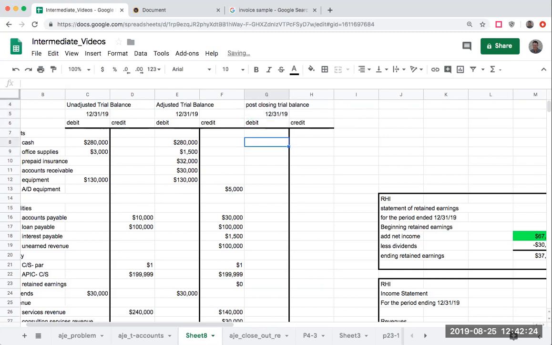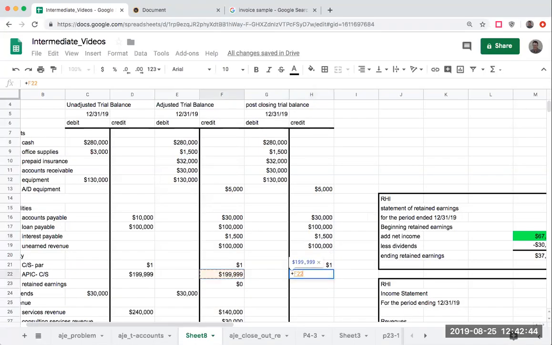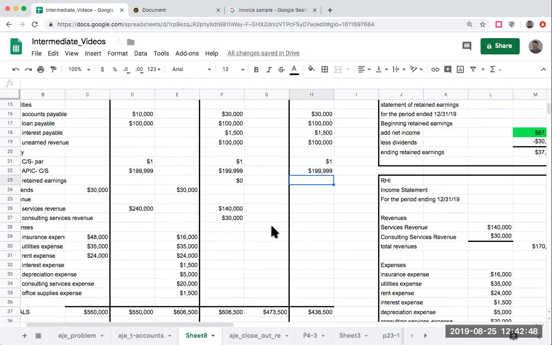over here my cash, my office supplies, my prepaid insurance, my equipment, my accumulated depreciation on the equipment, which is a contra asset account. All these liabilities here and these equity accounts are not changing at all because they're going to carry over to the next period. However, all these temporary accounts need to be closed out to 0.